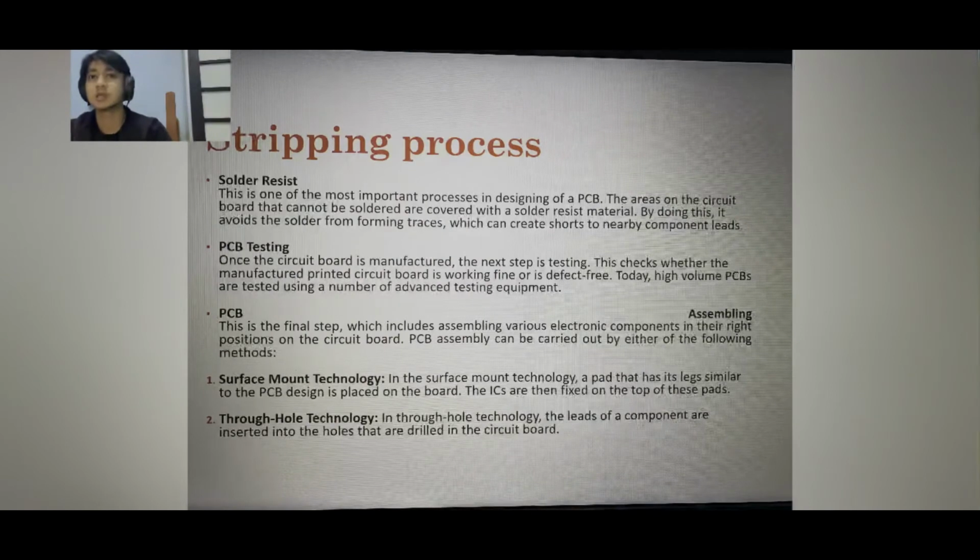The next one is a PCB testing. Once the circuit board is manufactured, the next step is a testing. This checks whether the manufactured printed circuit board is working fine or is defect free. Today, high volume PCBs are tested using a number of advanced testing equipment.